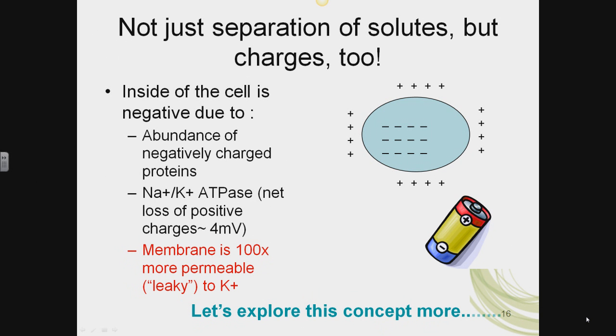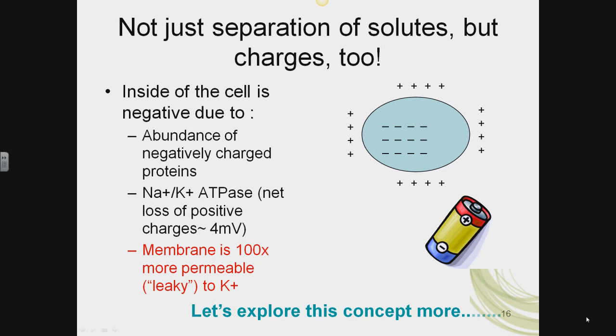Lastly, the membrane of your cells are on average 100 times more permeable to potassium. There are a few leaky channels that only allow potassium to move through them. So here you have the sodium-potassium ATPase, a lot of it, pumping potassium inside the cell, only to have a few leak channels that allow potassium to flow backwards, diffuse out of the cell. That's a loss of positive charges. And that means the inside of the cell is negative.